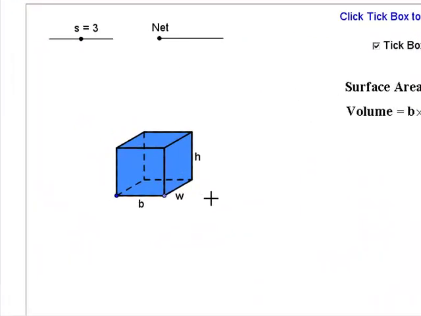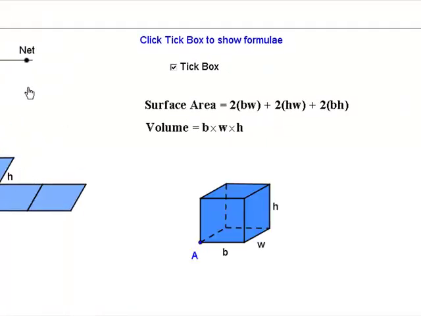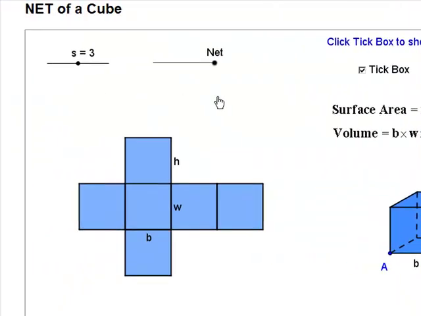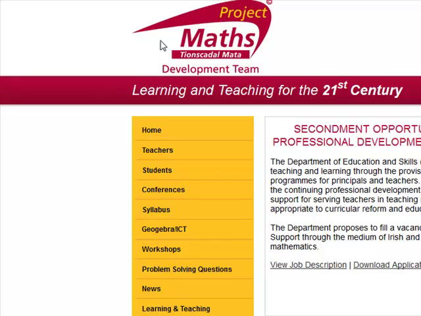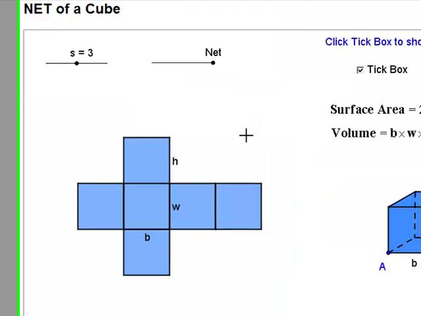Today I'm going to be talking about nets, and the net is basically what you get when you open out a 3D object onto a flat surface, as I'm showing here for the cube. So there on the left you see the net of the cube, and the resource I'm using for this lesson is from the projectmaths.ie website, and I will show you at the end of the lesson how to access this for yourself. But in the meantime I want to go through some of these nets.